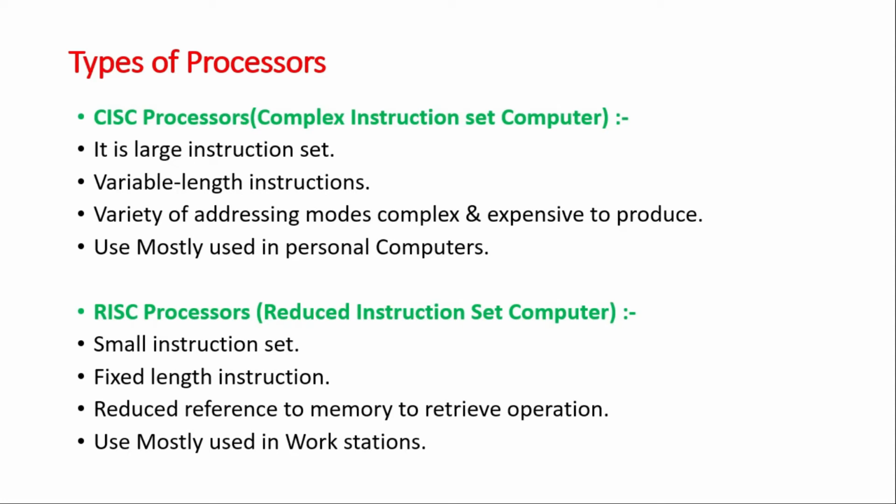Second one is reduced instruction set computer, RISC processor. It has a small instruction set and fixed length instructions. It has reduced reference to memory to retrieve operands. It is basically used in workstations.